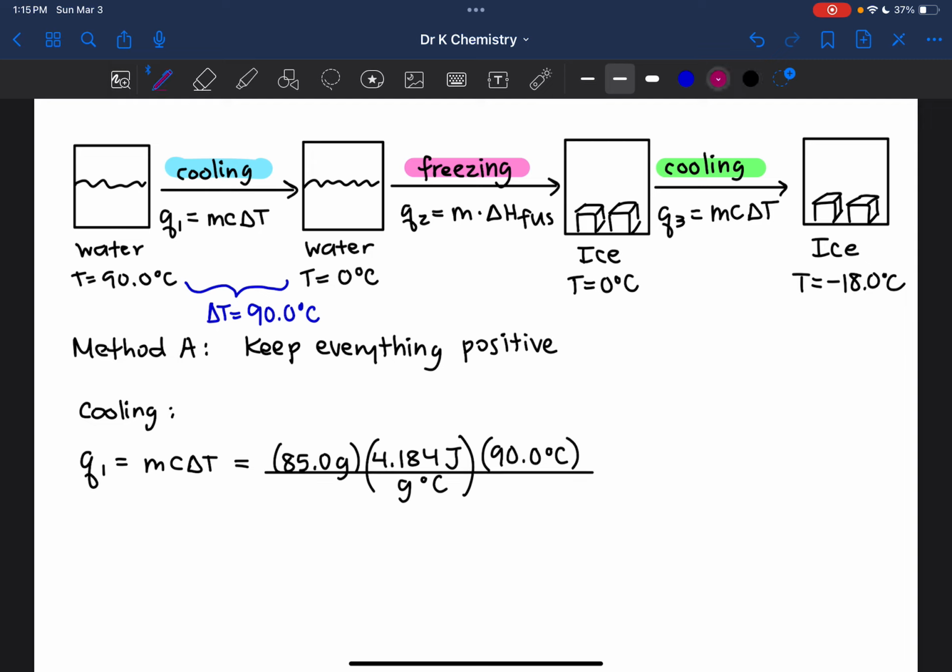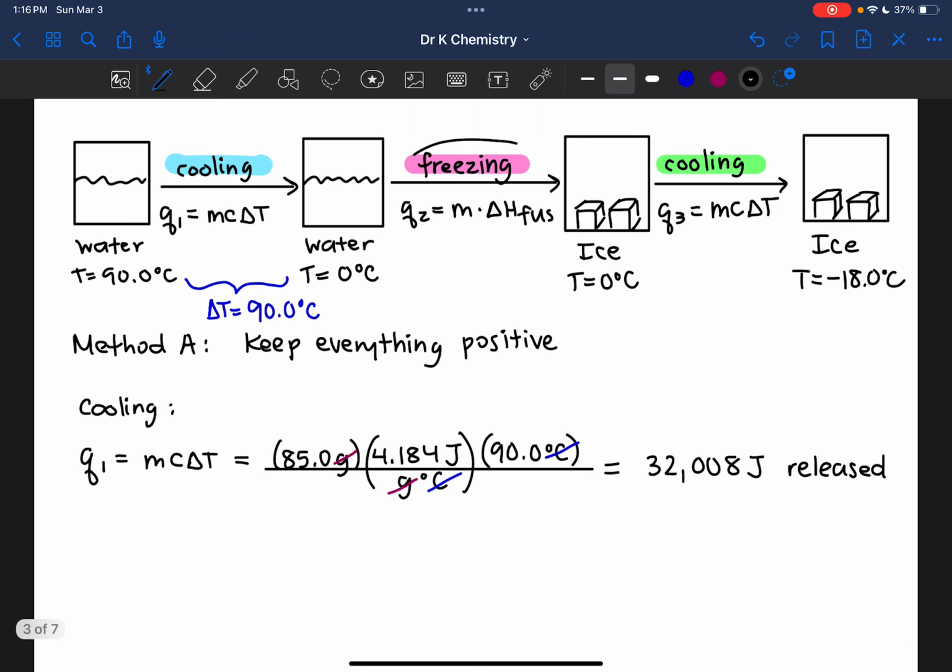And now we have grams up top and on the bottom. We have Celsius in the numerator and denominator. So those are canceling out and our units are in joules, which is what we want when we're calculating energy. So I'm getting 32,008 joules being released during that step.